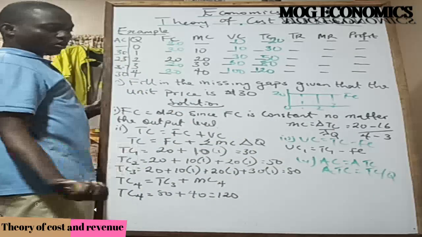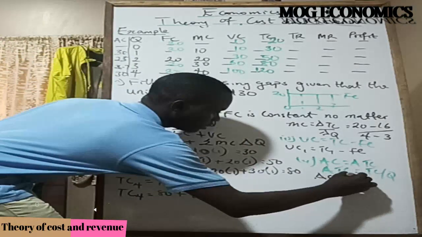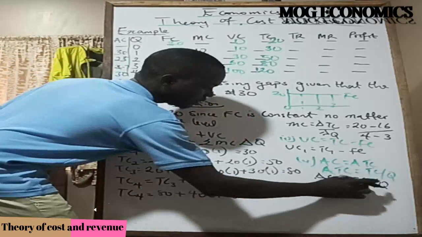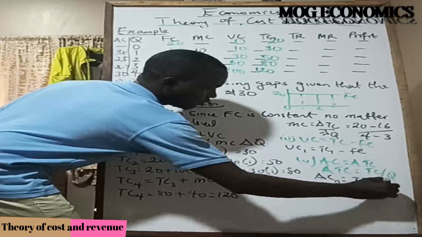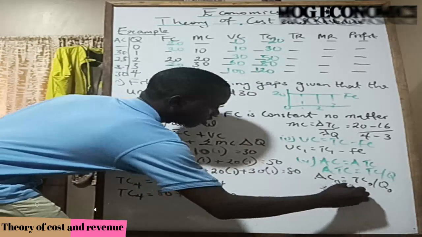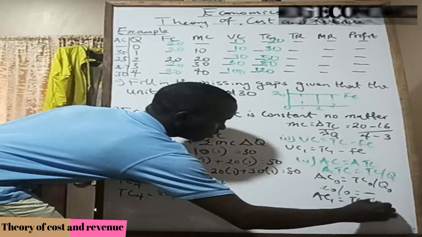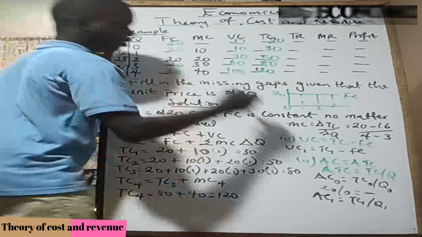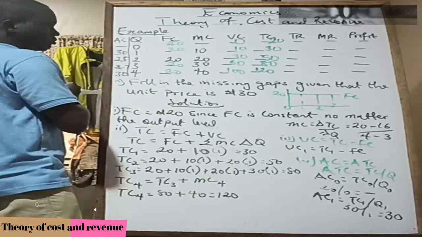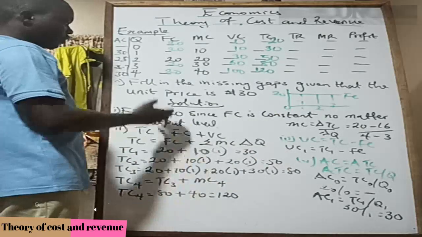So now AC1 is equal to, let me just do it down here. AC0 equals TC0 over Q0, so write 20 divided by 0, which equals dash. Then AC1 equals TC1 divided by Q1, and that's 30 divided by 1, which equals 30, etc. like that. So I think we are done with the cost component, and the question says we should fill all the missing gaps given the unit price is 30.